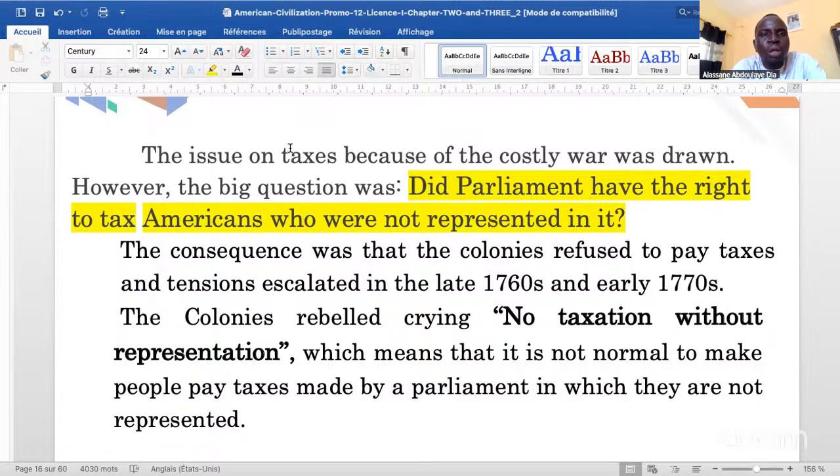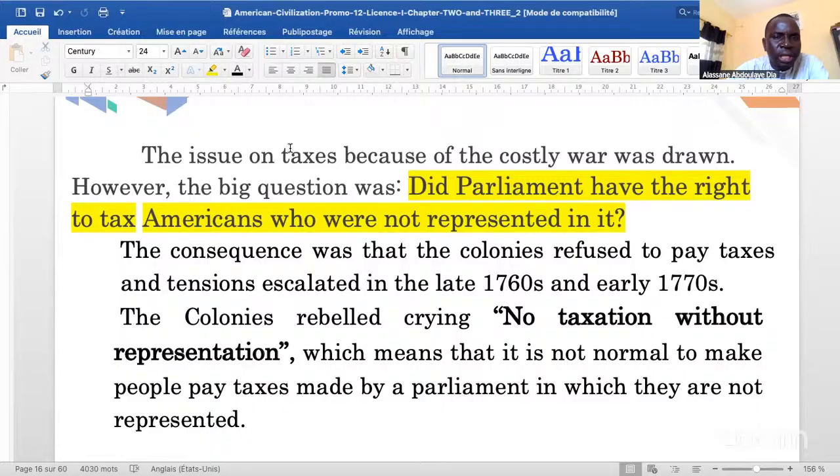So the issue on taxes, because of the costly war, was drawn. However, the big question was, did Parliament have the right to tax Americans who were not represented in it? Here, what is the issue? The issue on taxes, everybody understood it. It's because the war cost a lot of money, and then the British Parliament imposed some taxes.